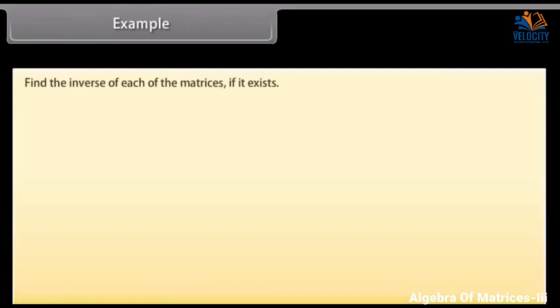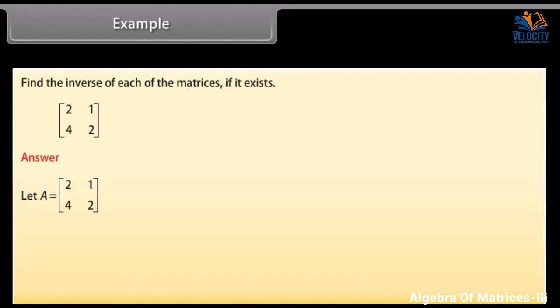Example. Find the inverse of the given matrix. Row-wise, first row 2, 1, second row 4, 2. Let the given matrix be A. We know that A can also be written as AI.